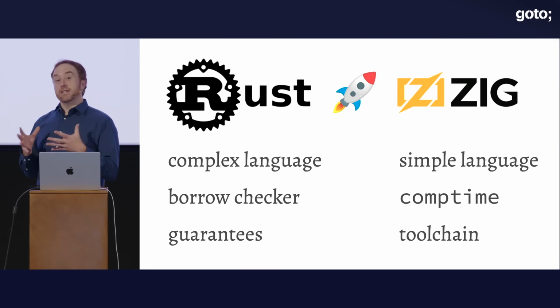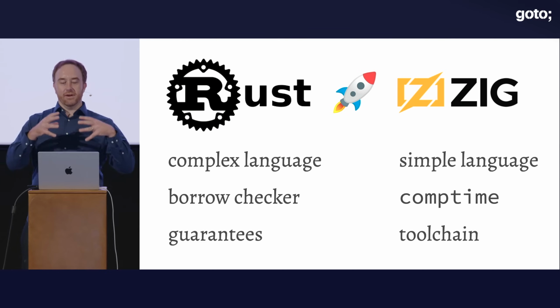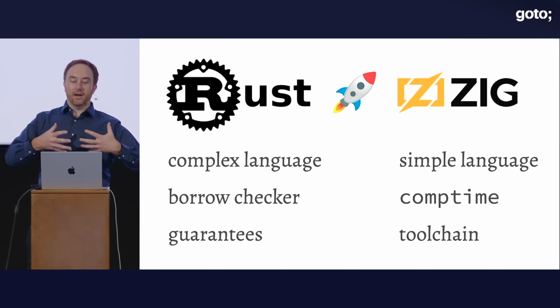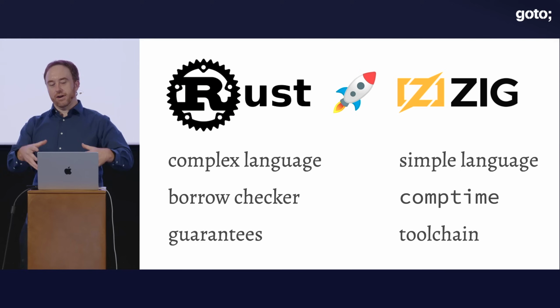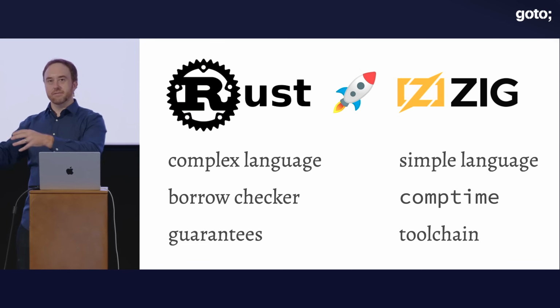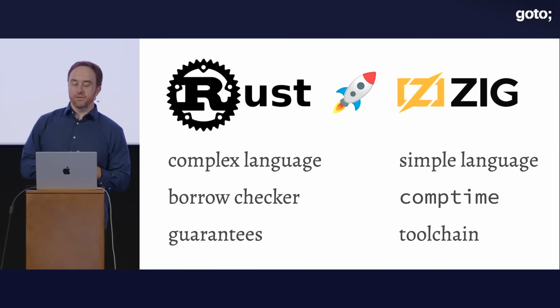Also, Zig has a really nice toolchain. I'm going to talk a little bit more about this later. But for example, you can say, I want to build my Zig program and I'm on a Mac, but I want to build an executable that runs on Windows or one that runs on Linux. And maybe I'm on an ARM Mac, but I want it to run on an Intel machine. You can do all that out of the box with Zig. It's really, really good at those things.